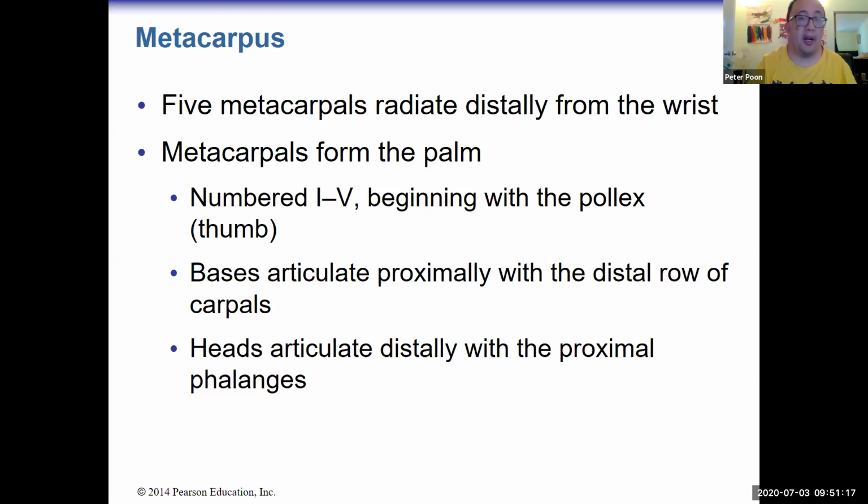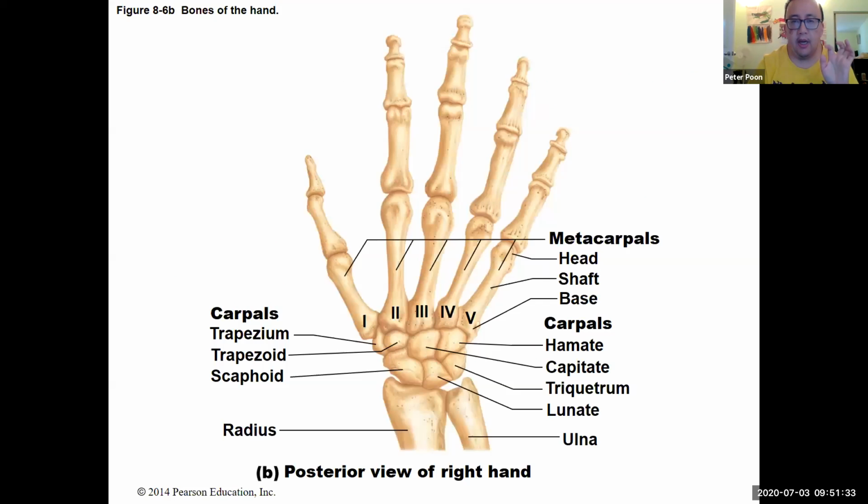The metacarpals radiate distally from the wrist. So here are the metacarpals. The metacarpals are in the palm of the hand. I know they look like finger bones, but they're not. They're actually bones in the palm of your hand.